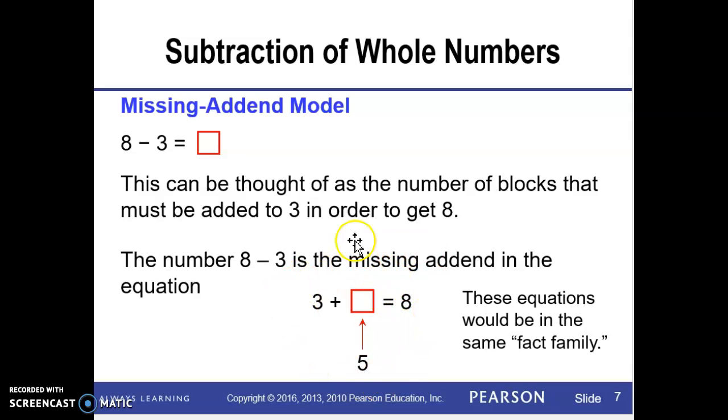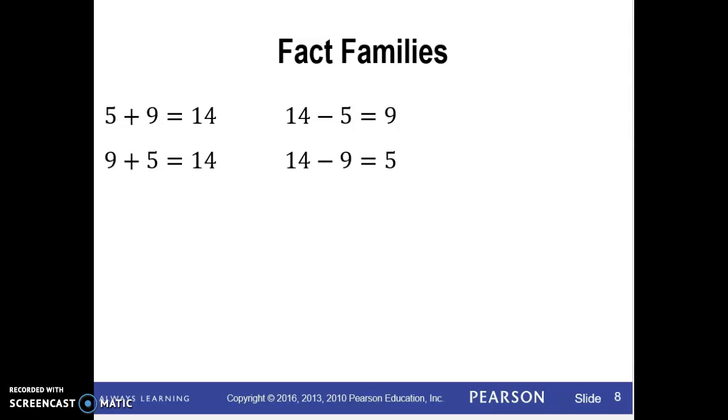So I've made the observation here that 8 minus 3 equals box and 3 plus box equals 8 are in the same fact family. When my kids were in first and second grade, they spent a great deal of time talking about these fact families. The idea was if we can group all of these things together in the student's mind, it will help them to make some connections.